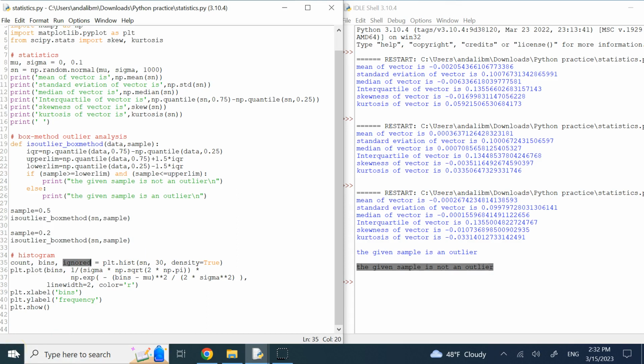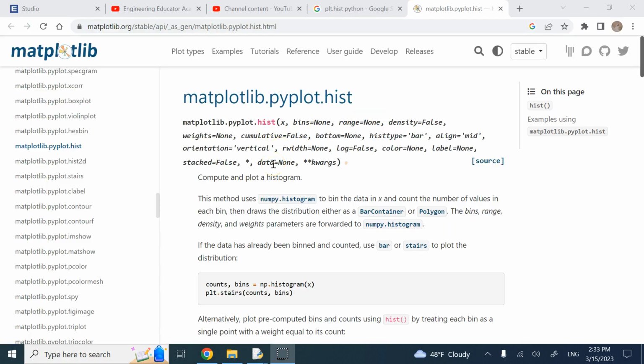Which is called ignored. And here, as always, if you don't know something about a method, you can always go and look it up in matplotlib, right? In this case, it's the histogram. So you see the histogram needs the data, needs the number of bins, needs the range if there is, which we don't need to. It is determined by max minus min of the data. You can have the density to be false or true. I'll tell you exactly what this one is.